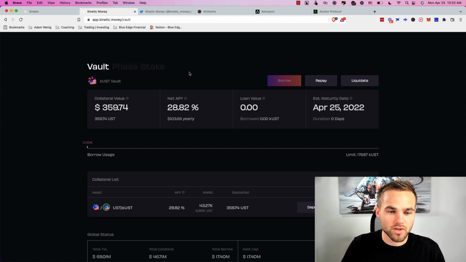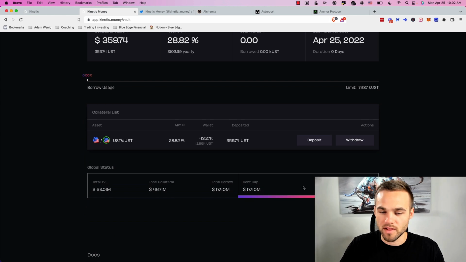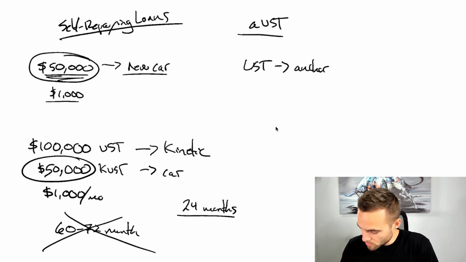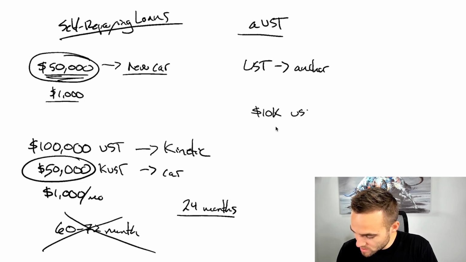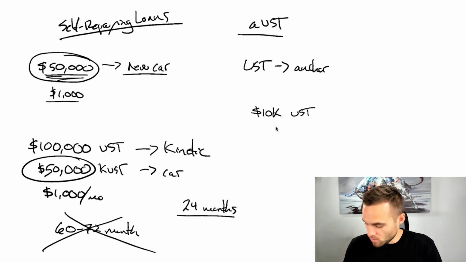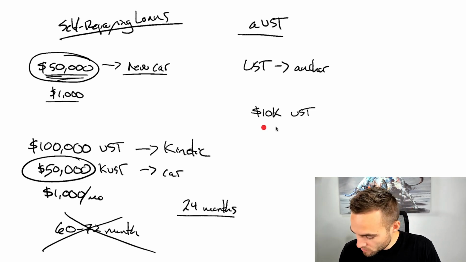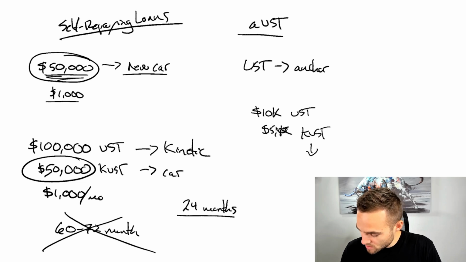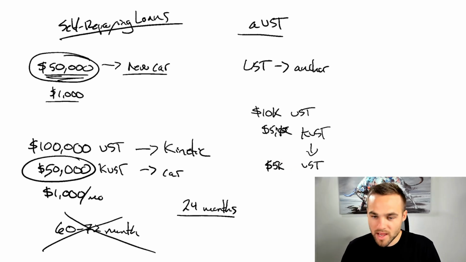Basically what you do is, first off, there has to be funds available to borrow, obviously, but what you could do is deposit your UST, right? For example, let's say that I go and deposit $10,000 worth of UST into here. Well, then I could go and borrow $5,000 worth of KUST, right? What I then could do is trade that KUST for UST again. So now I have 5K worth of UST. And I could deposit this back into Anchor Protocol as well.